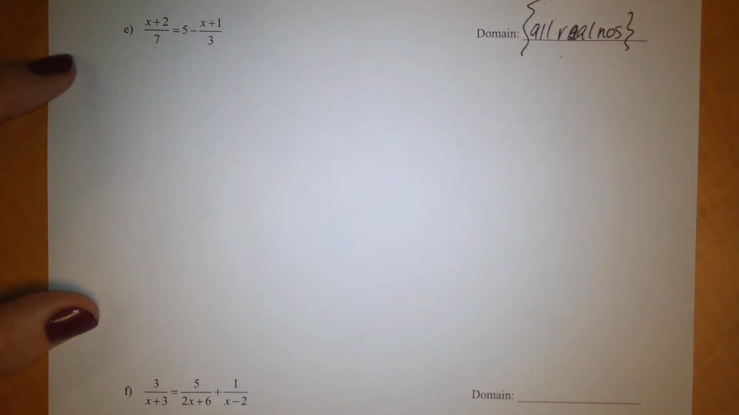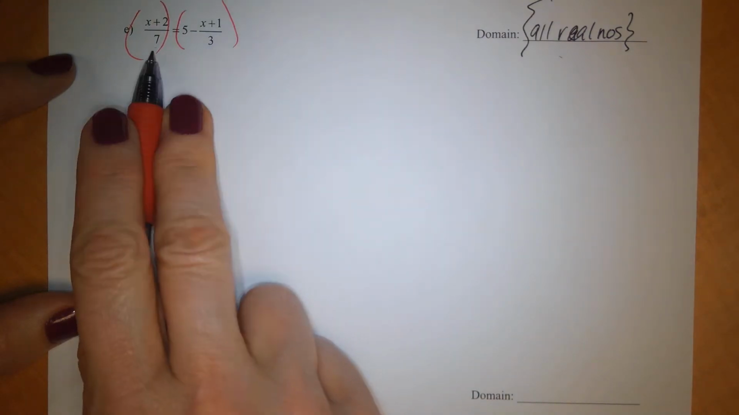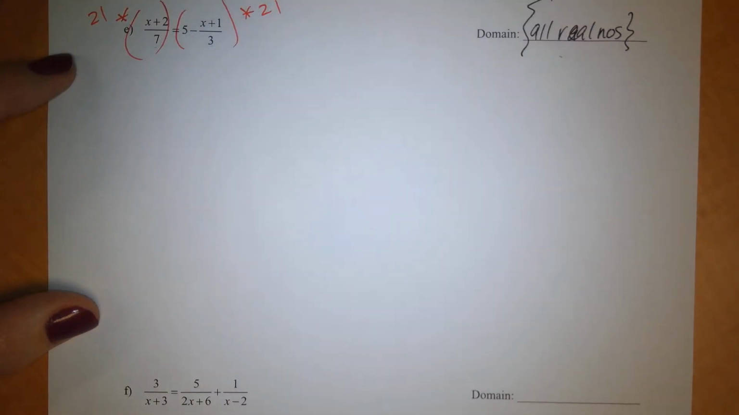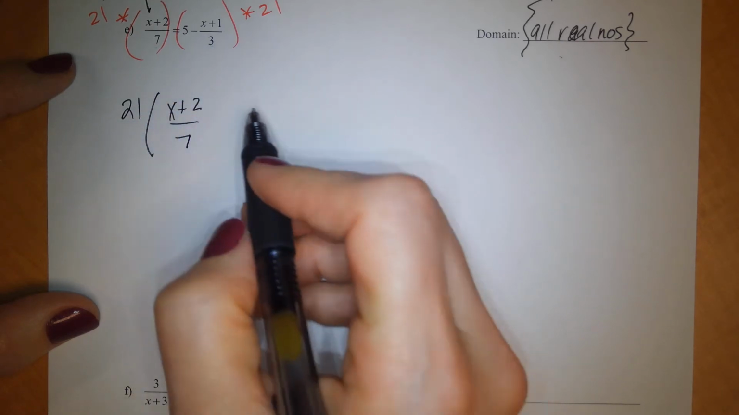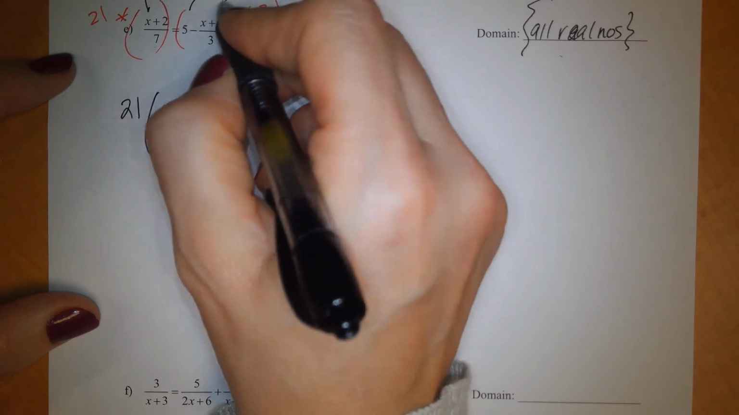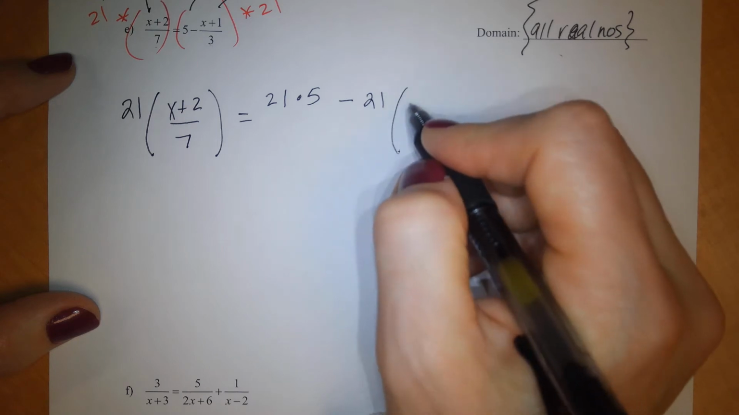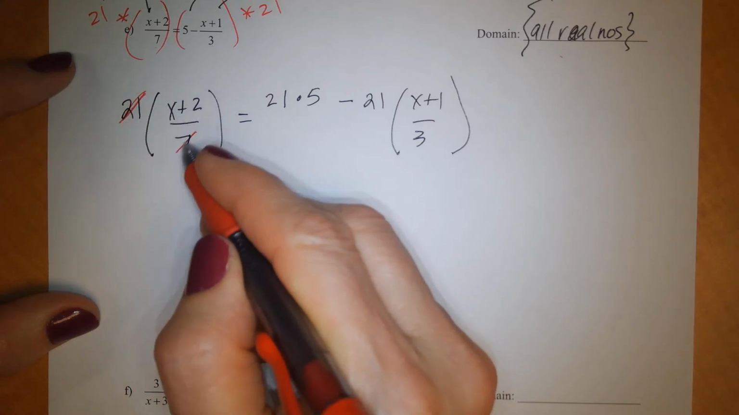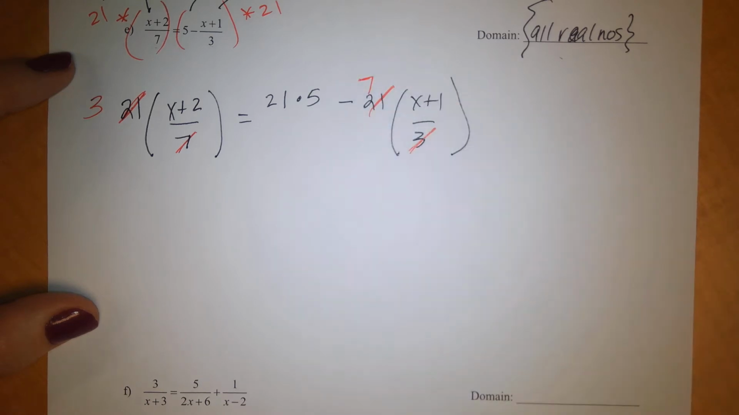So what I'm going to do over here is get rid of my parentheses. I'm going to multiply both sides by the least common denominator, which in this case would be 21. When I distribute, I get 21 times (x plus 2) over 7 equals 21 times 5 minus 21 times (x plus 1) over 3. You'll see that this 21 and 7 will reduce to 3, and 21 and 3 reduces to 7.